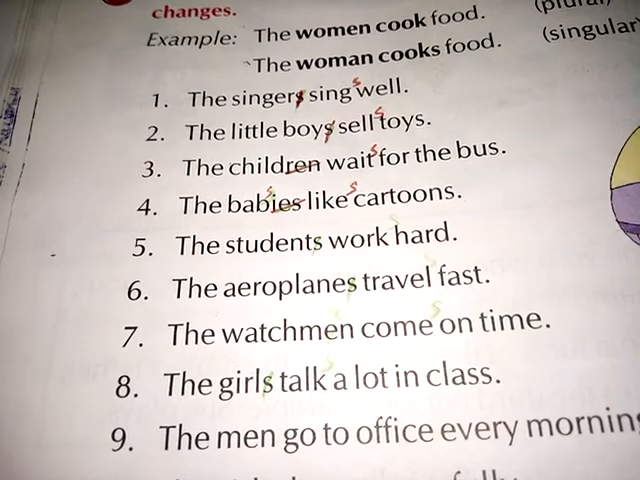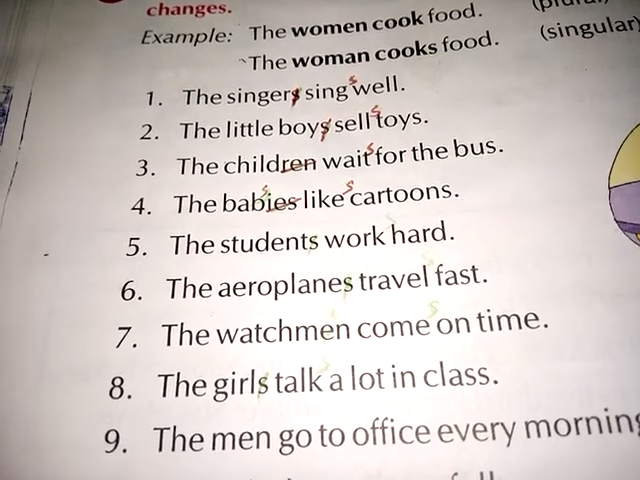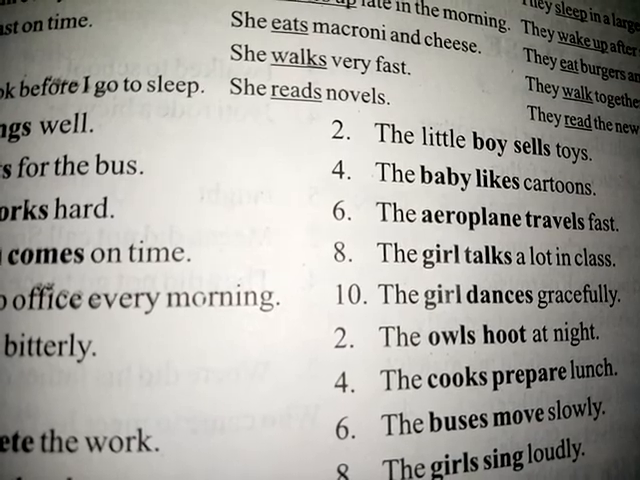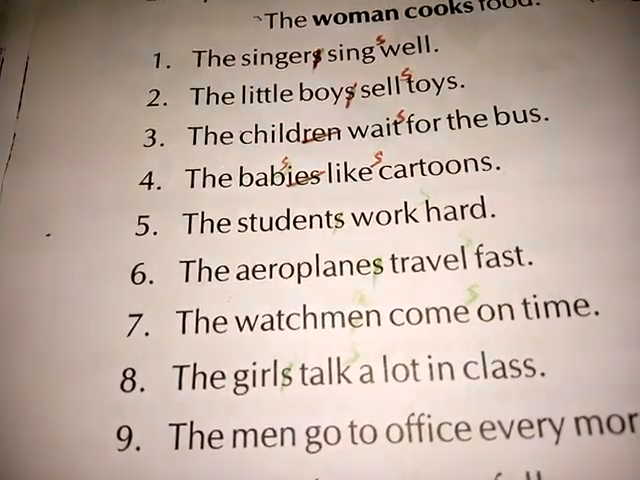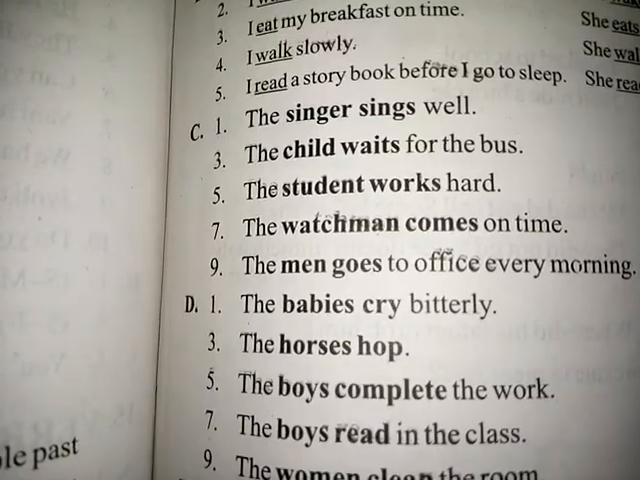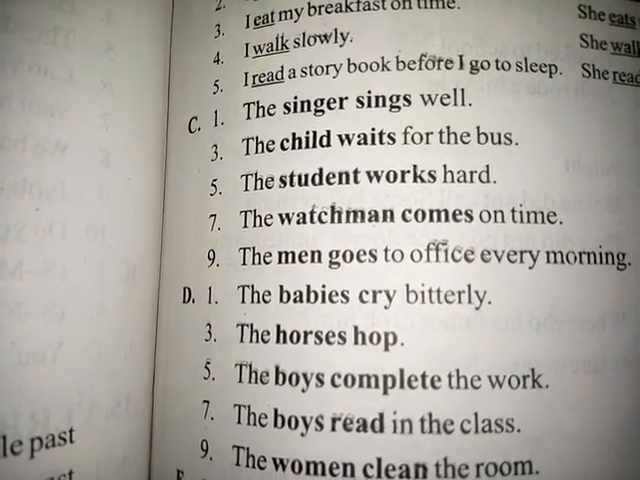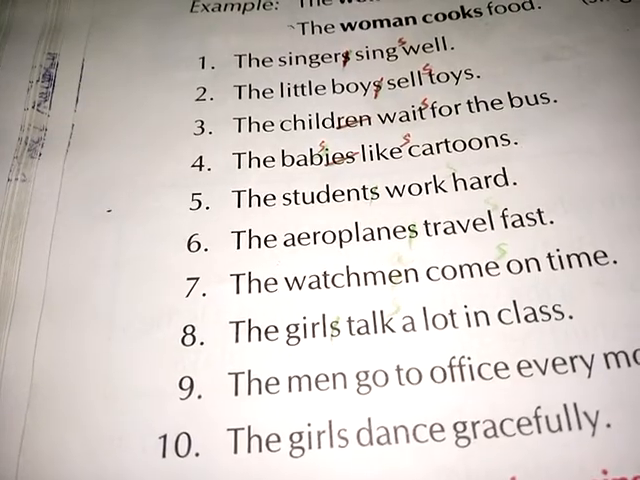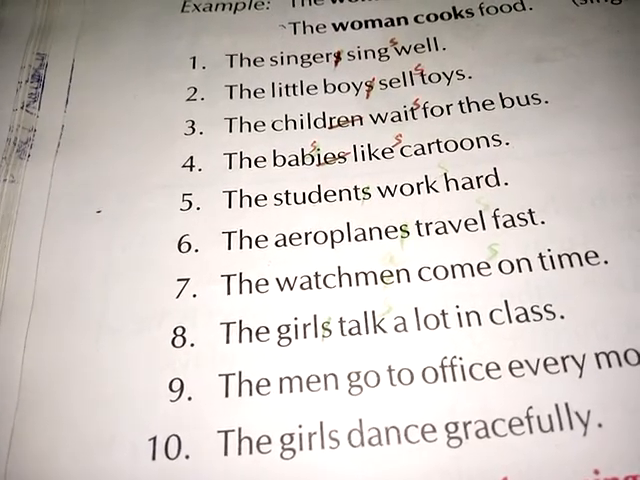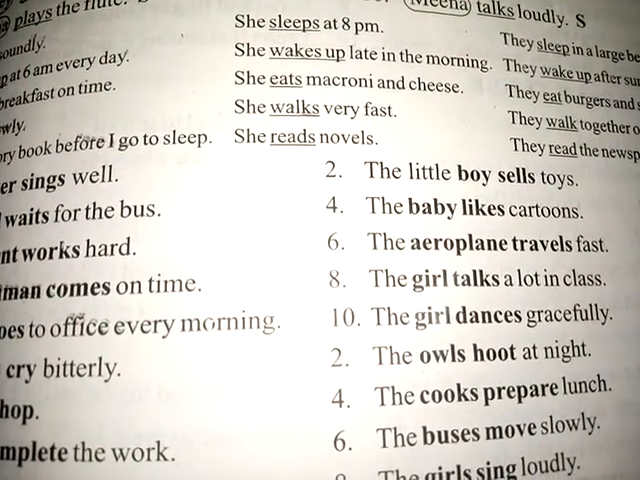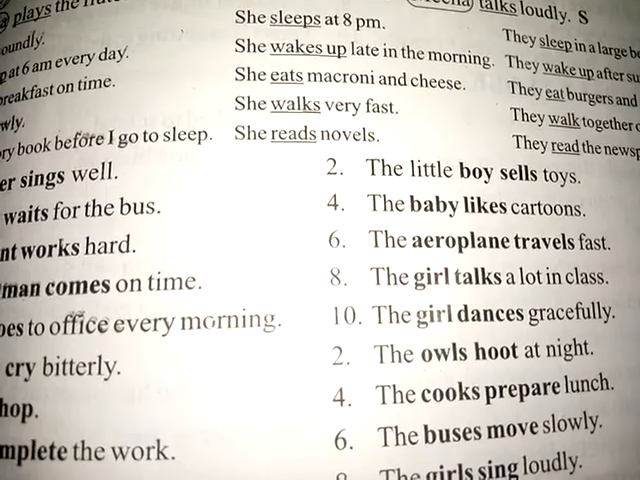Fourth number, the babies like cartoons. Fourth number answer, the baby likes cartoons. Fifth number, the students work hard. Fifth number answer, the student works hard. Sixth number, the aeroplanes travel fast. Sixth number answer, the aeroplane travels fast.